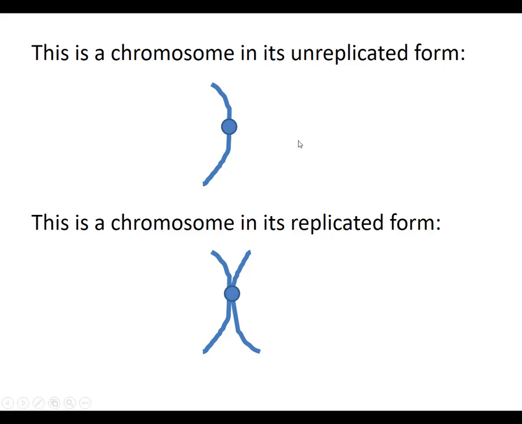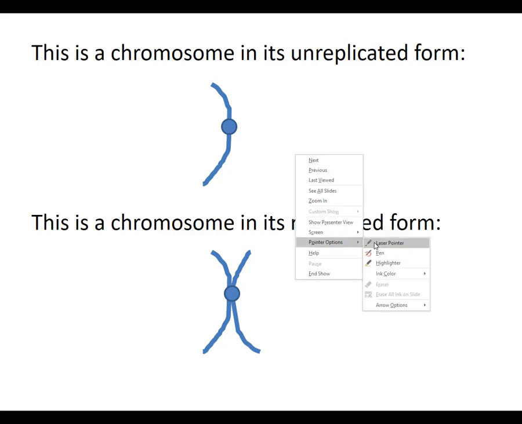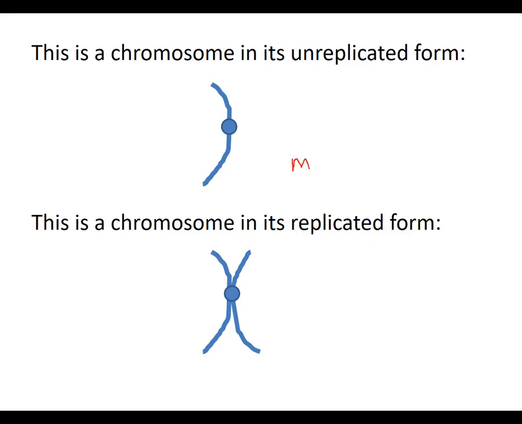So an unreplicated chromosome is sometimes referred to as a monad chromosome. So monad would be spelled M-O-N-A-D.